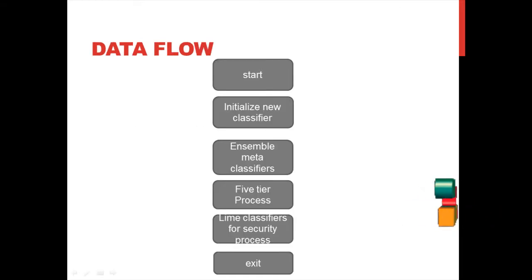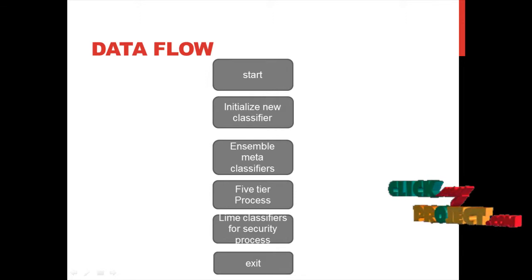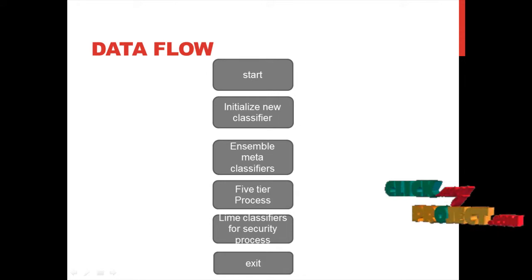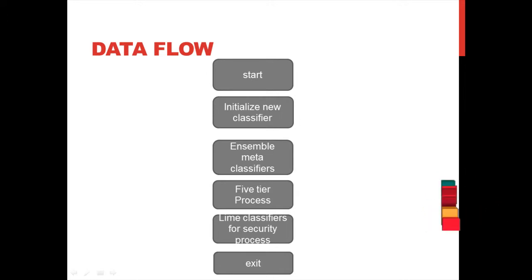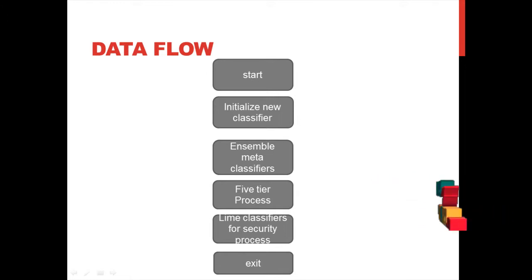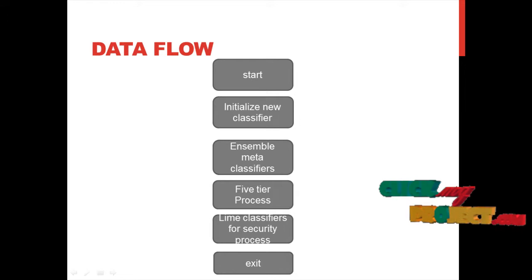Data flow. First, start the process and initialize the new classifiers, and then ensemble meta classifiers. In this process, a 4-tier process only happens for the security process, and additionally, I am adding the 5-tier process for more security. Then line classifiers for security process, and finally exit.